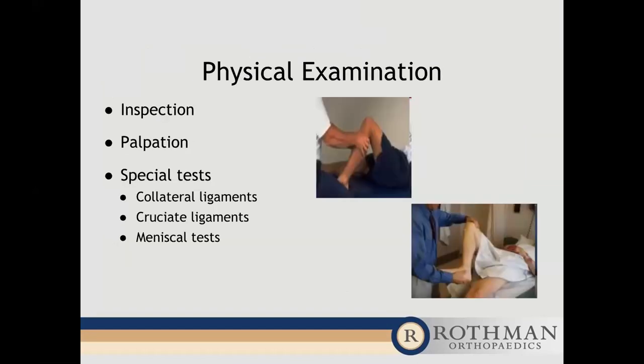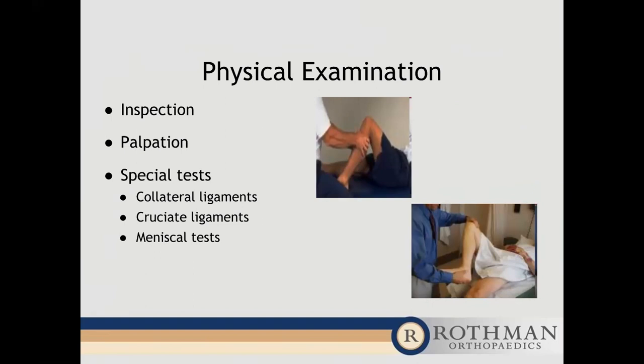After I've gotten a good thorough history, I want to take a look at the knee. Is it swollen? Is there bruising? Is it not lined up properly compared to the other knee? We want to push around the knee and see where it hurts. Does it hurt on the inside of the knee? Does it hurt on the outside of the knee? Does it hurt in the front or back of the knee?